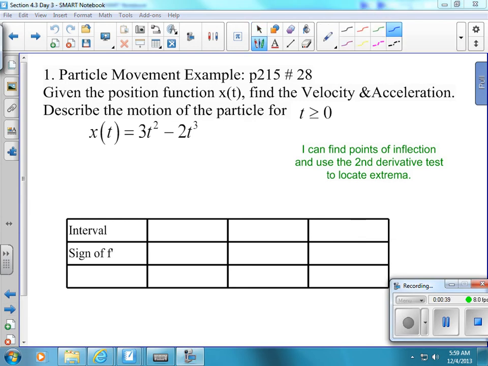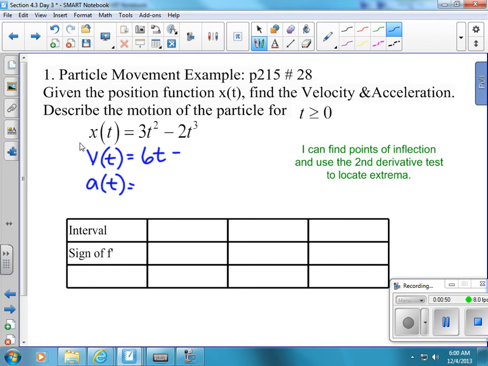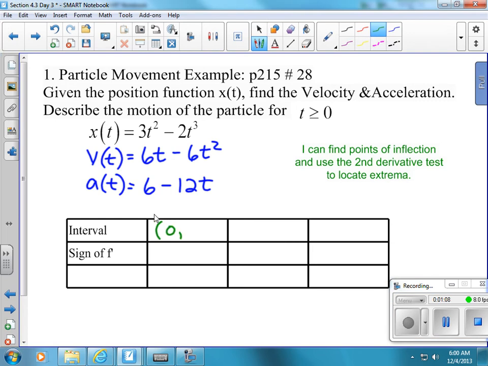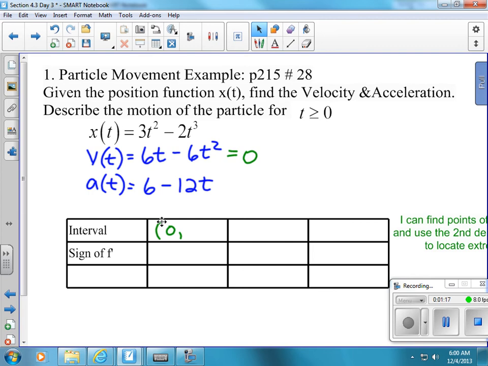Okay, so let's start by finding our velocity and our acceleration functions. We just do that by taking the first derivative and the second derivative. 6t minus 6t squared. And if we take the derivative again, we get 6 minus 12t. Our problem tells us we just want the motion from t equals 0 to infinity. So what we're going to do is set our velocity equal to 0 and calculate what we get.